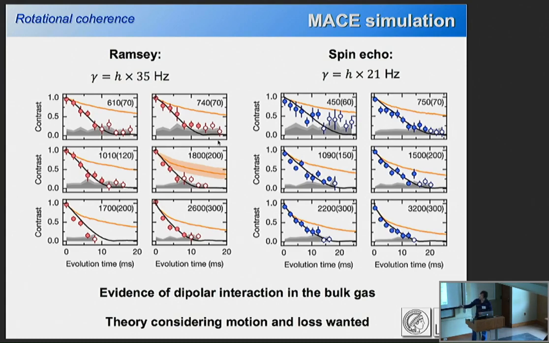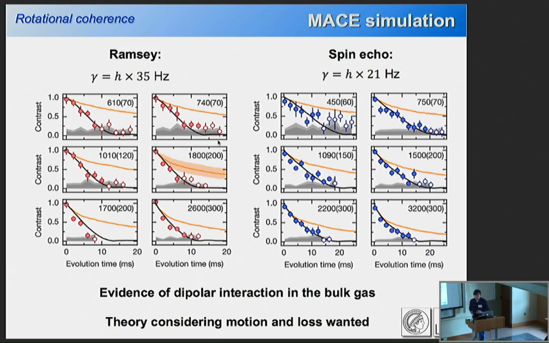From this, we know the inhomogeneity of the external field. From that, we can get the effective dephasing rate. So we add this into the simulation, and we can reproduce the observations. Also for spin echo, we get a smaller dephasing rate. We put them into the model, and we can also reproduce these observations. So this indicates that if you consider dipole interaction between molecules, you can quantitatively describe this density-dependent decoherence.